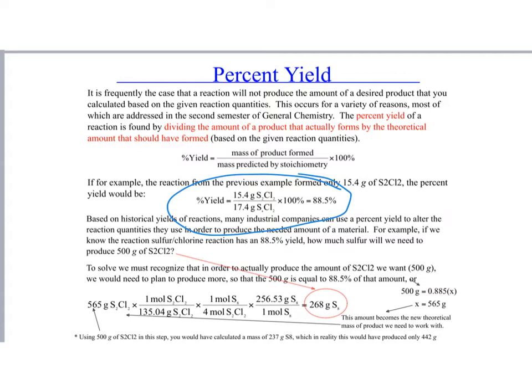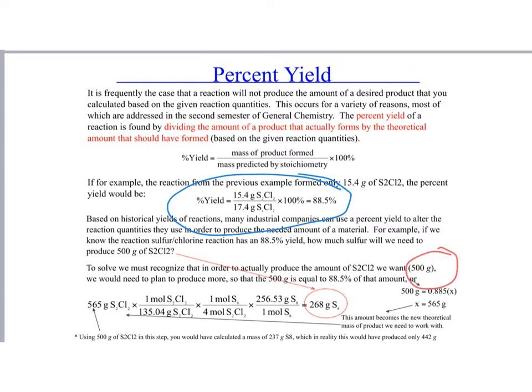Okay? All right. So then we can continue this thought and say, you know, we've got these historical yields in these reactions, and it says if we know the reaction from sulfur to chlorine has an 88.5% yield, how much sulfur will we need to produce 500 grams of S2Cl2, right? And so when we start to solve this, we first go with this idea that we need 500 grams, right?